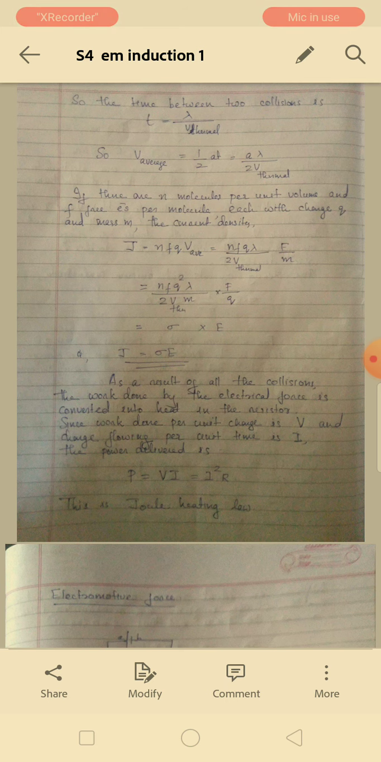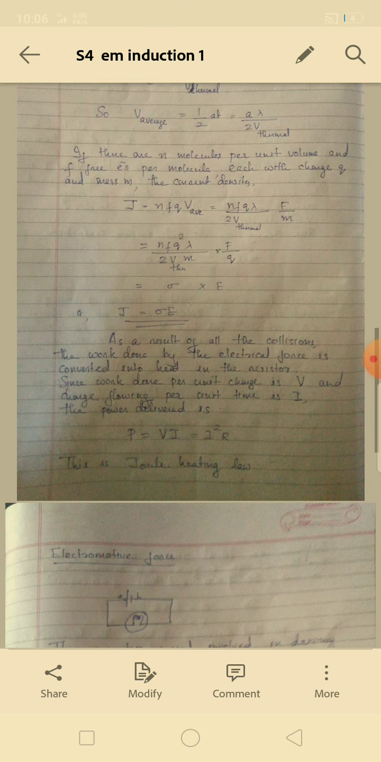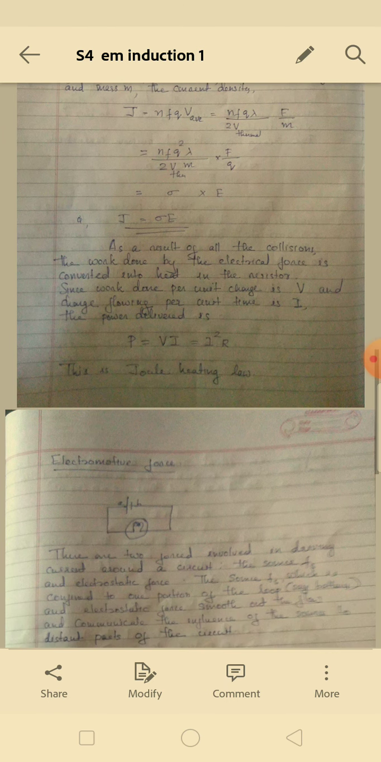Then as a result of all the collisions, the work done by the electrical force is converted into heat in the resistor, and so the work done per unit charge, we can say, is the potential difference, and the charge flowing per unit time is I. Then power delivered is equal to work done per unit charge into charge flowing per unit time, which is equal to VI, which is equal to I square R. This is the famous Joule heating law.